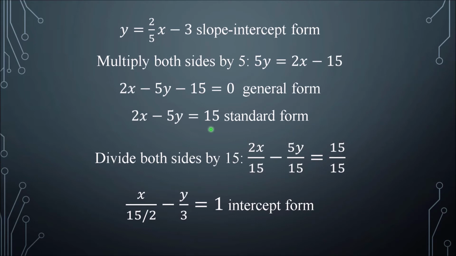Since the number on the right side is 15, dividing all sides by 15, we have this intercept form, x over 15 over 2 minus y over 3. Again, this one can also be written as x over 15 over 2 plus y over negative 3. Wherein 15 over 2 is the x-intercept and negative 3 is the y-intercept.